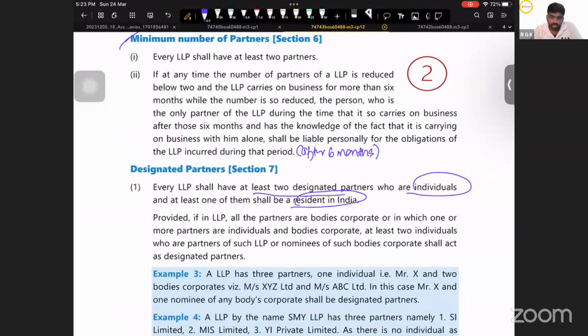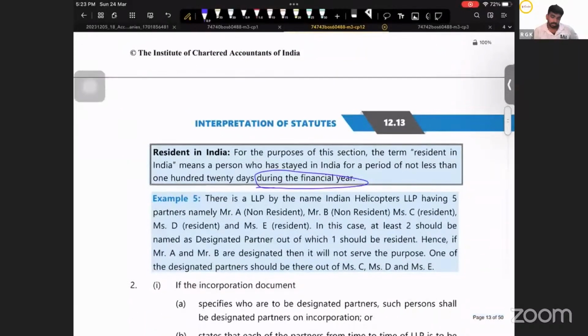Suppose all partners are body corporates, or one or more partners are individuals and others are body corporates, then at least 2 individuals who are partners of such LLP or nominees of such body corporate shall act as designated partners. So designated partners can only be individuals. If all partners are body corporates, then they will appoint 2 nominees. Those nominees will be acting as designated partners. Those nominees will be considered as designated partners. To be kept in mind, important. Next.